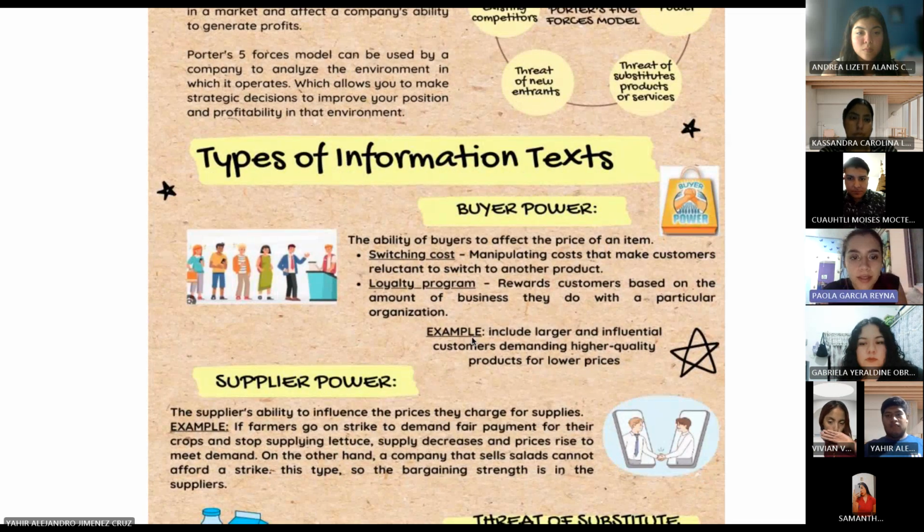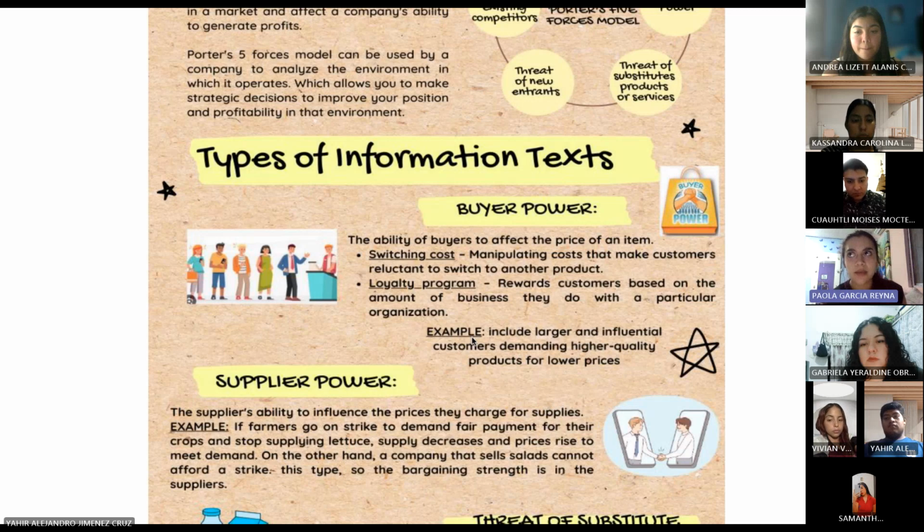Well, now I'm going to talk about the first force of Porter's model, that is buyer power. First, the definition of buyer power is the ability of buyers to affect the price of an item. There are 2 types. The first type is switching cost. That means when you manipulate a cost that makes customers change from one product to another.